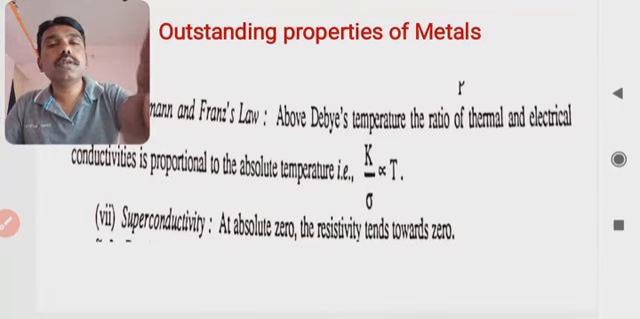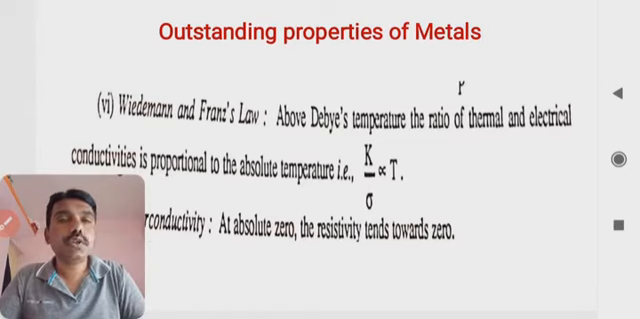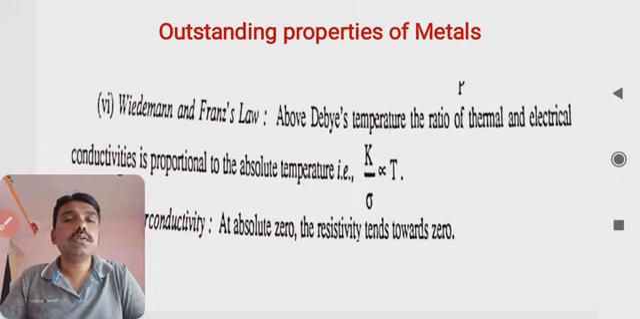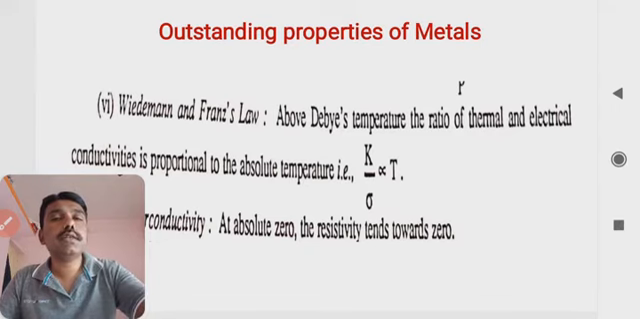Another property is the Wiedemann-Franz law. The Wiedemann-Franz law is related to the thermal and electrical conductivity, and above the Debye temperature, the ratio of the thermal and electrical conductivity is nothing but the Wiedemann-Franz relationship.